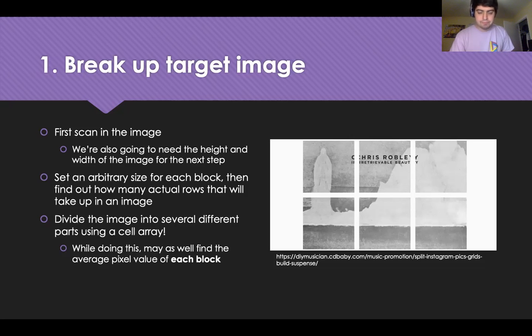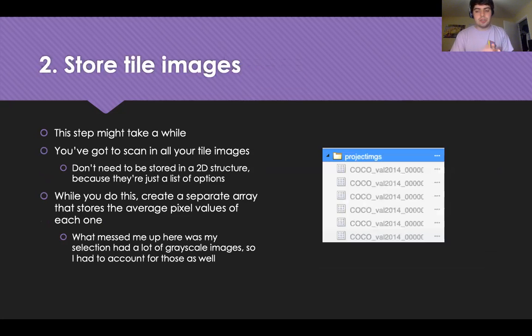so I can use that for step 3. For step 2, I took all those tile images in the collection and I scanned those in. This step took a while because it was, again, several hundred images and I needed to have all of them in there. And that was just a normal list. It didn't need to be 2D because the location doesn't necessarily matter. While I did that, though, I created a separate array that stored the average pixel values of each individual one.